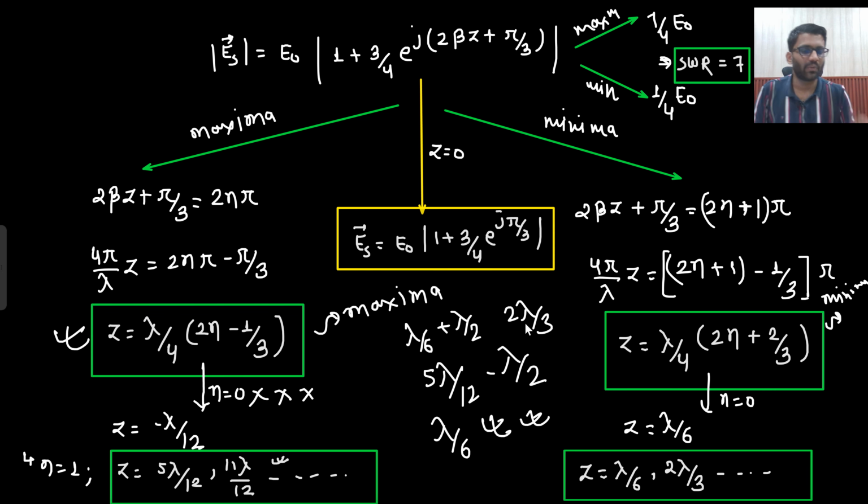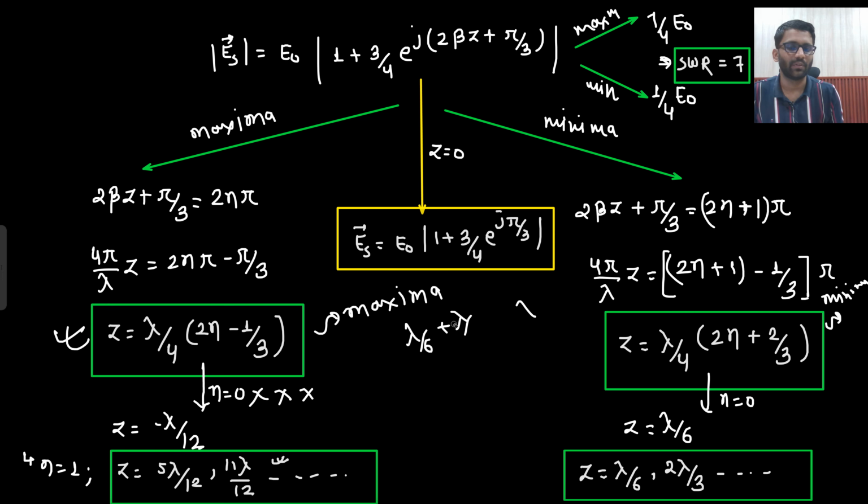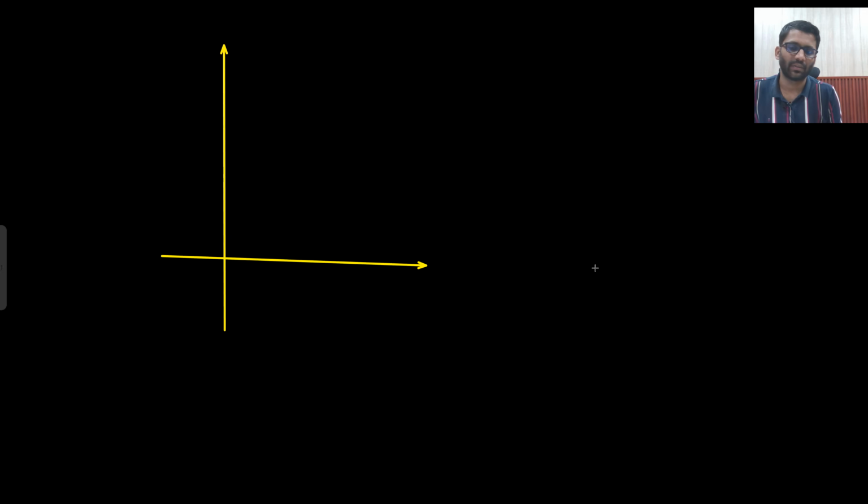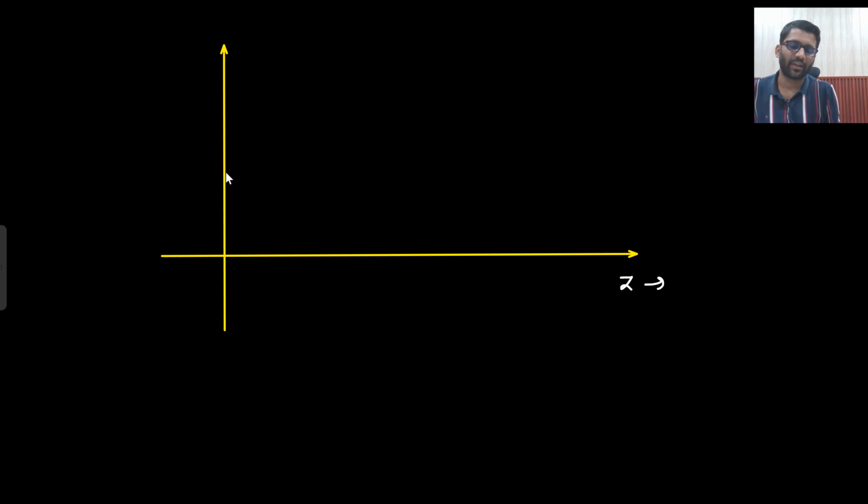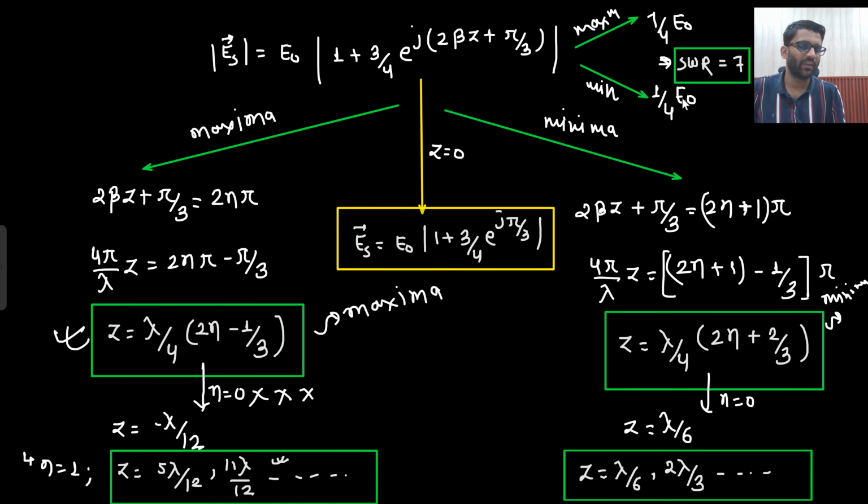Okay. And then I got to know that at z equals to 0, I am neither having maxima nor minima. I am having some other value, which is this. So how would I draw the standing wave pattern? This is how I would draw it. This is my z and this is the magnitude axis. At z equals to 0, you are having some value which you don't know. And what is the maximum and minimum value? Minimum value is 1 by 4 e naught and maximum value is 7 by 4 e naught.